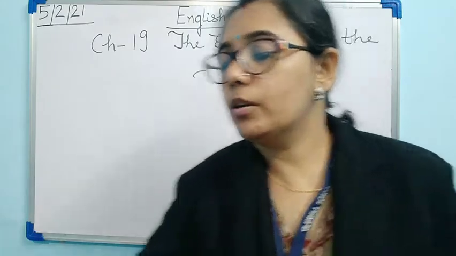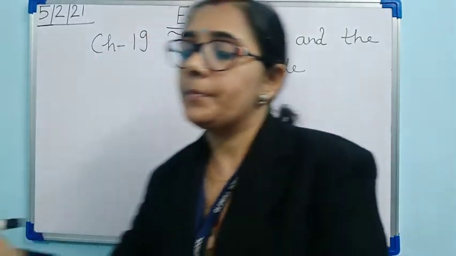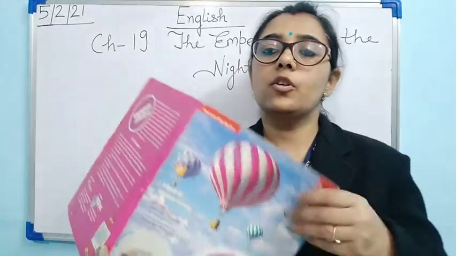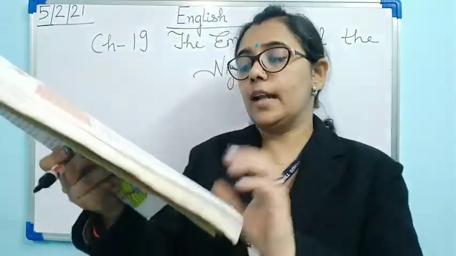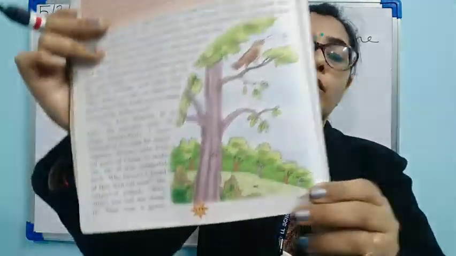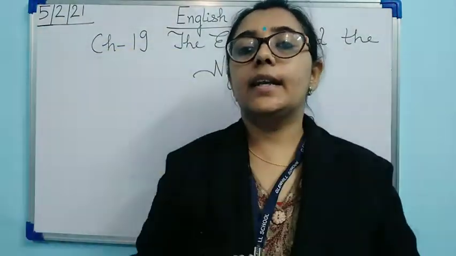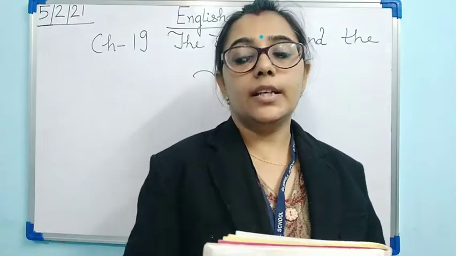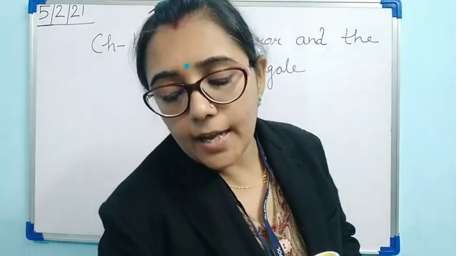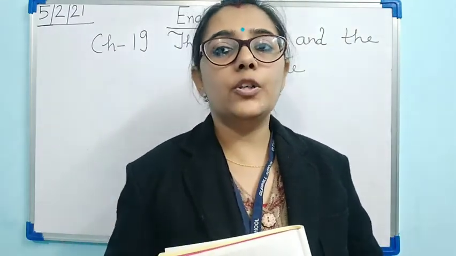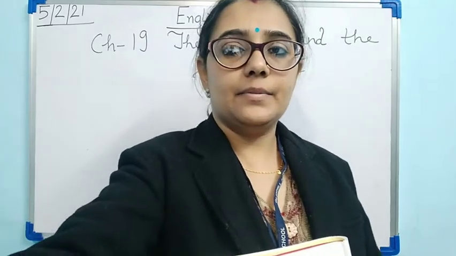Take out your book. This is your Open Skies book. Take out lesson number 19, page number 144. You can see this is your book, and let's start the reading. Take a pencil in your hand and then we are going to read the lesson.